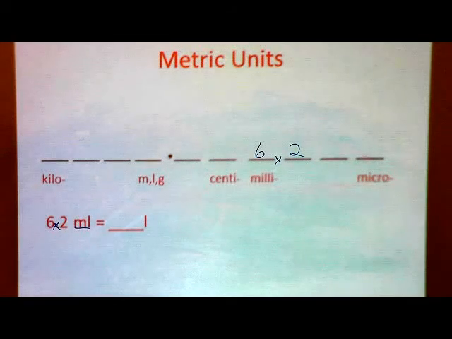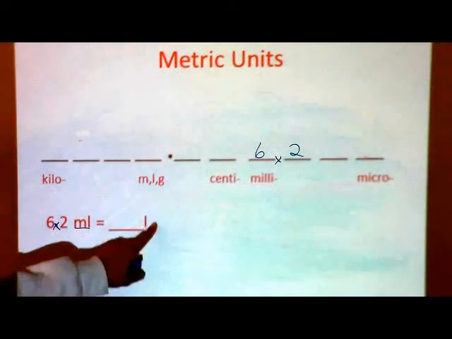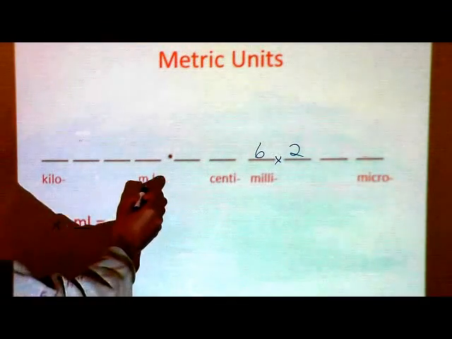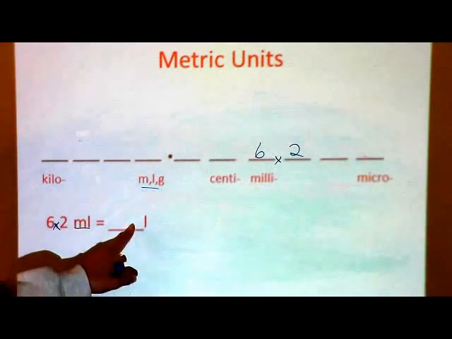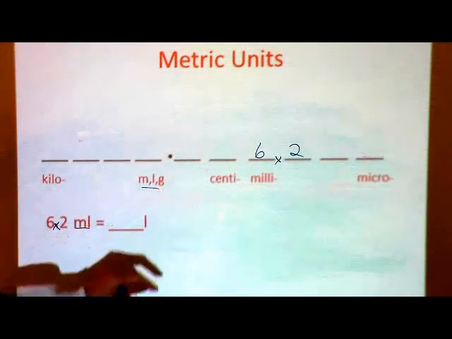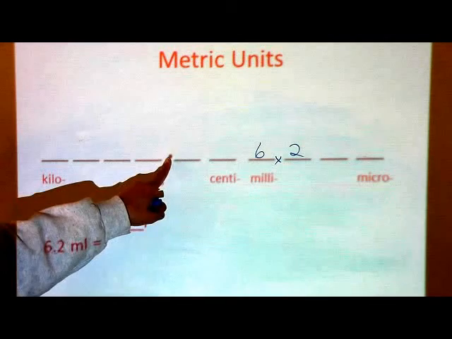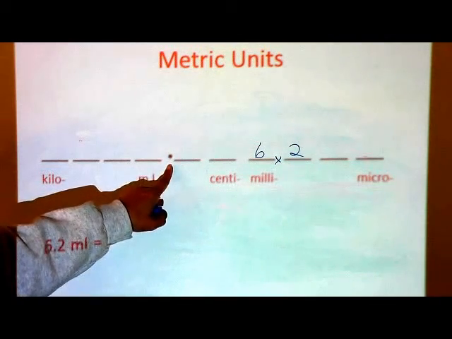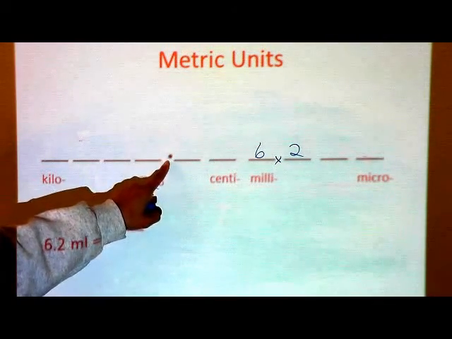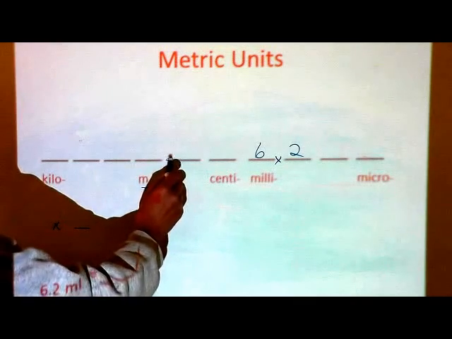Next step, where do you want to go? You want to go to the liter column, so you want to be here. When we are in the liter column, the new decimal point is to the right. So the new decimal point is already written for you. That's the decimal point we want. I'll make it darker.